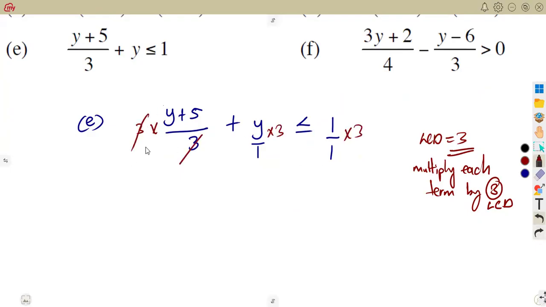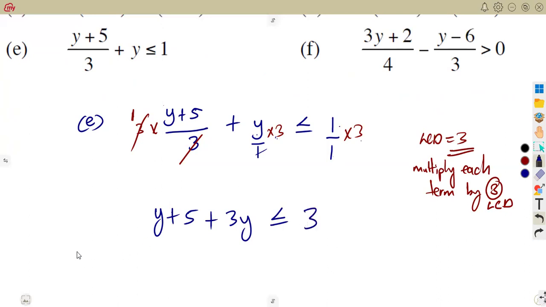So you'll see that this 3 and this 3 is going to cancel. That's why we've got a 1. So guys, 1 times any number, it remains as it is. 1 times 1, that's a 1. 1 times 2, that's a 2. So 1 times this is going to remain as y plus 5. Give us 3y, which is less than or equal to 1 times 3, which is a 3.